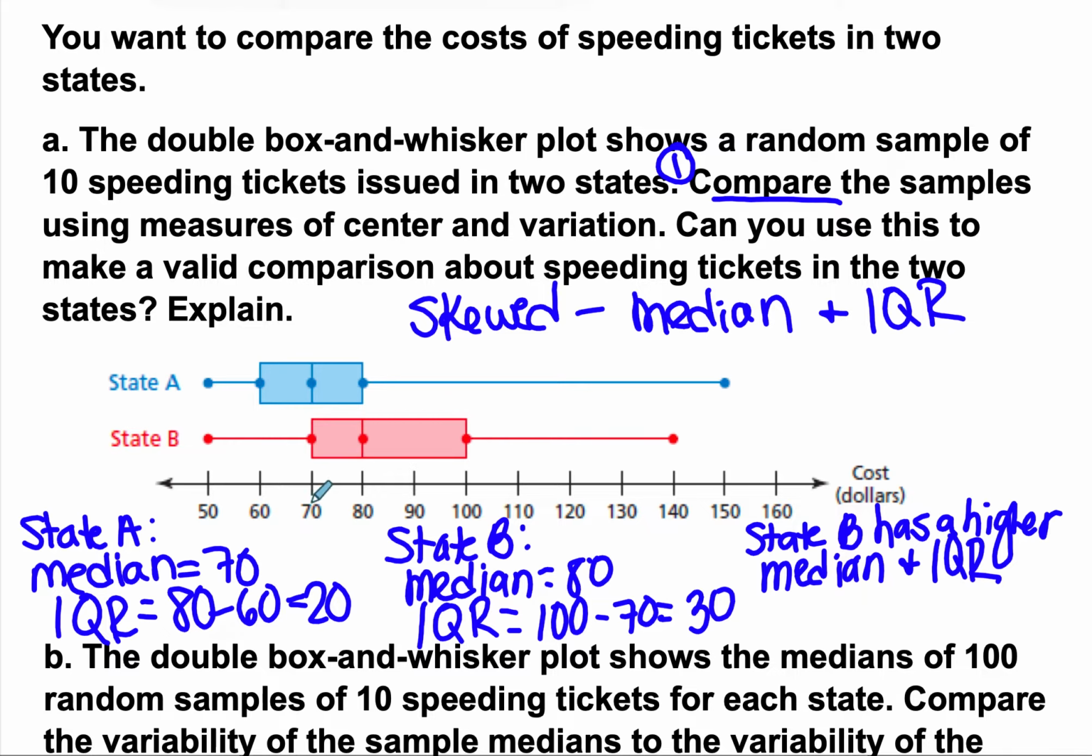So now that we have our numbers, I wrote a comparison over here. State B has a higher median and IQR. Both of them are greater. And then the last thing that they ask us, this part right here, can we use it? And the answer on that one is going to be no, you can't use it because their sample size is too small.